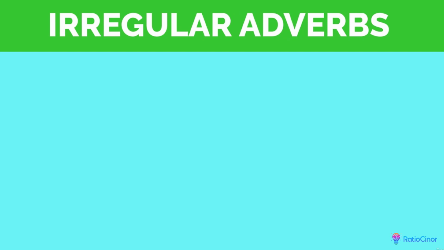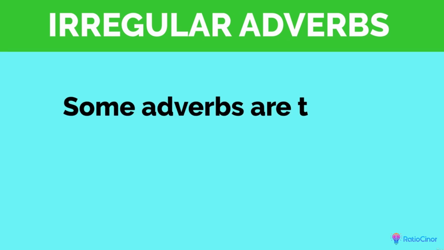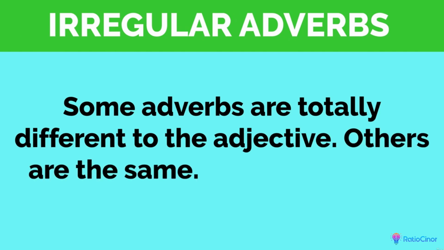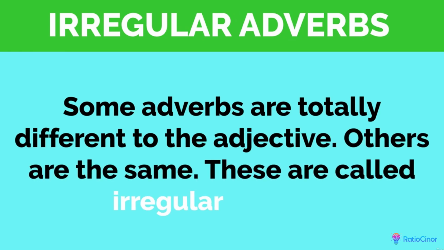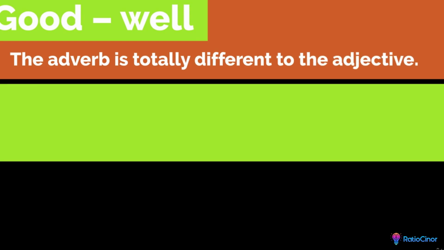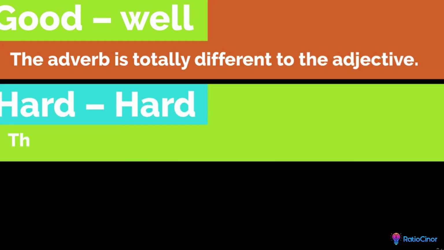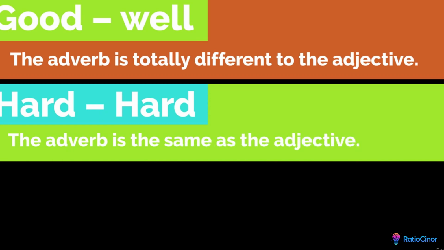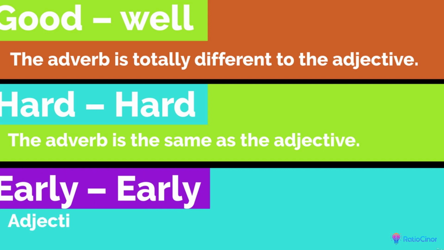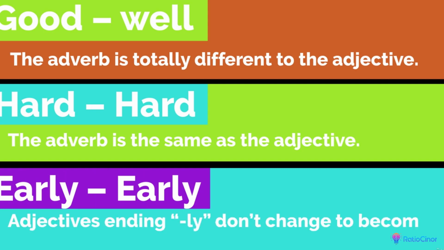Irregular adverbs. Some adverbs are totally different to the adjective. Others are the same. These are called irregular adverbs. Good, well. The adverb is totally different to the adjective. Hard, hard. The adverb is the same as the adjective. Early, early. Adjectives ending in ly don't change to become adverbs.